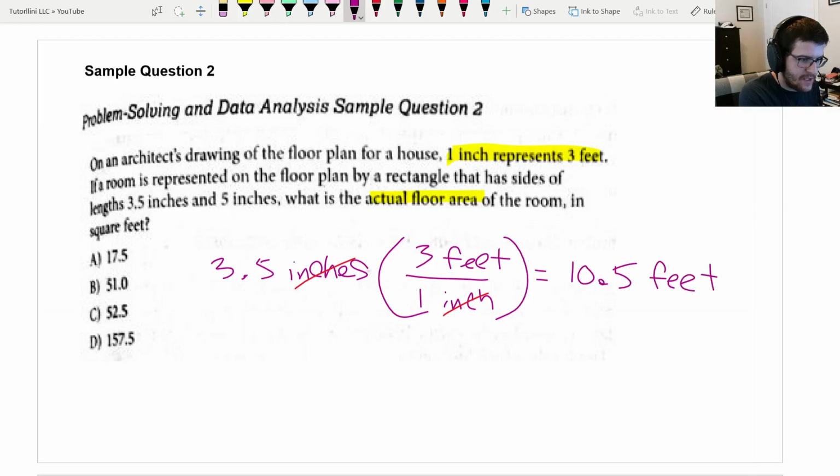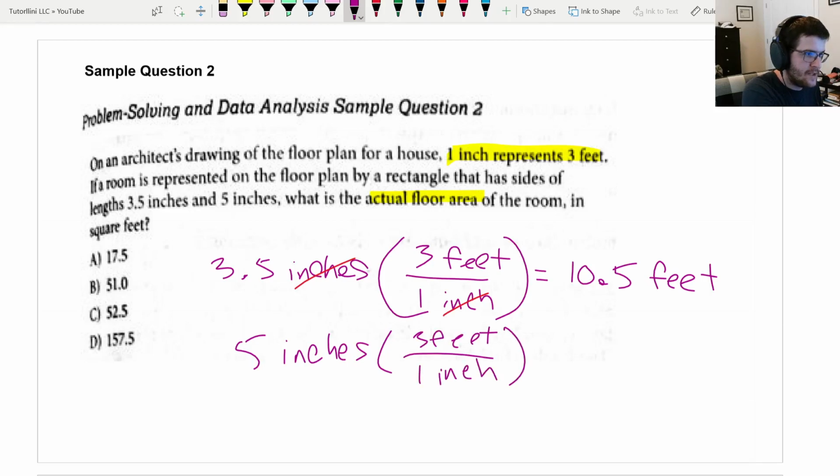And we can do the exact same thing for the other length, 5 inches. Once again, being very careful to put the unit I want to cancel on the bottom so that it's on opposite sides and I can cross it out. 5 times 3 is 15 feet.